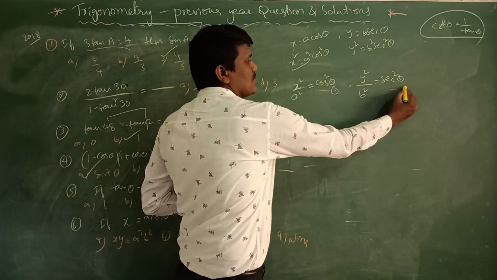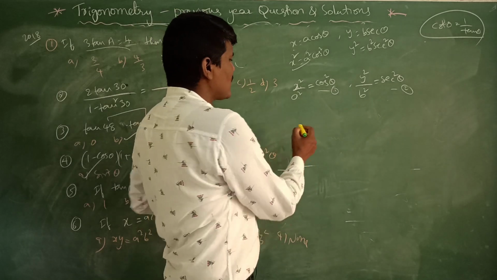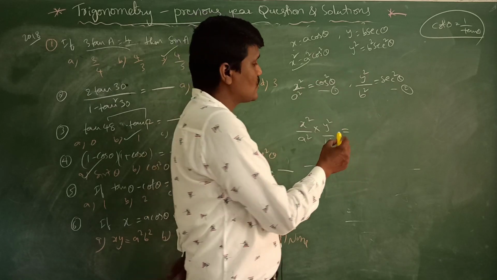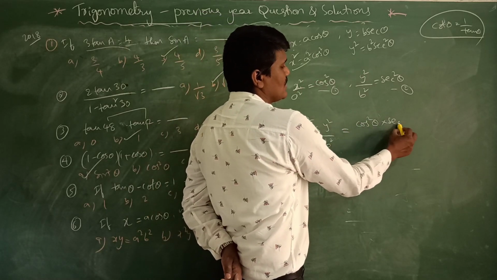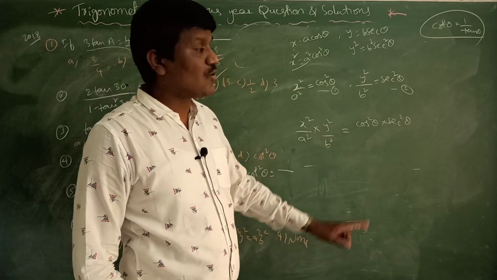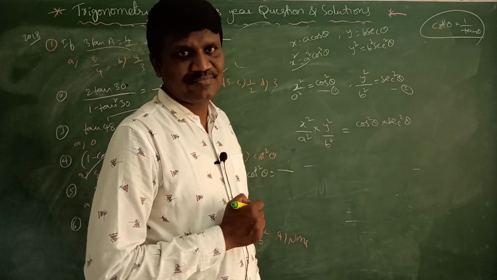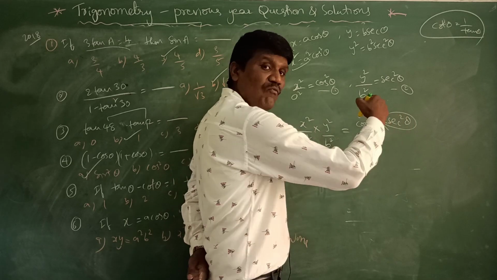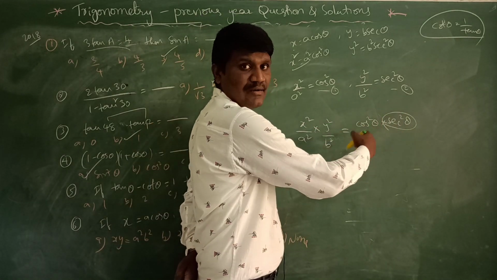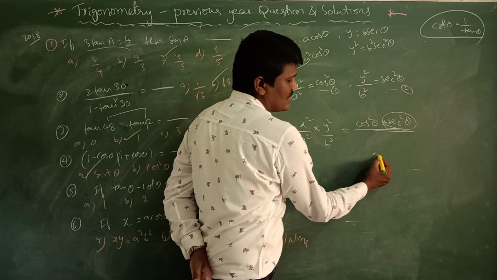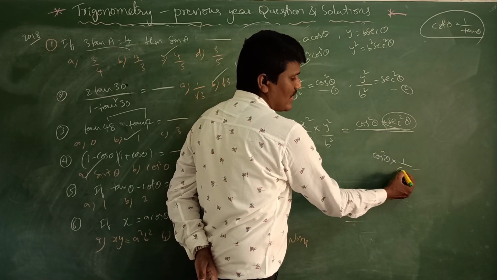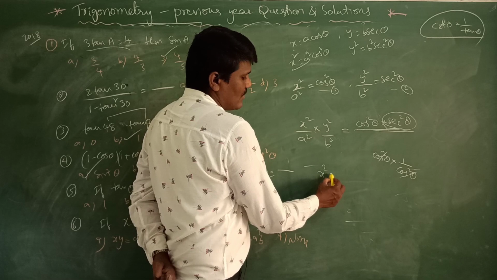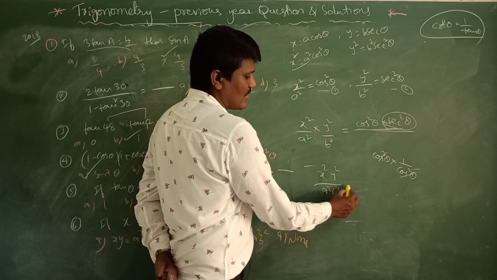Say this is equation number 1 and equation number 2. If you do the product, left hand side is x square into y square by a square b square, and right hand side is cos square theta into sec square theta. Already we explained that cos theta into sec theta is 1. Why? Sec theta is equal to 1 by cos theta, so both can be cancelled. So cos square theta into sec square theta is cos square theta into 1 by cos square theta, which cancels to 1. So x square y square by a square b square is equal to 1.